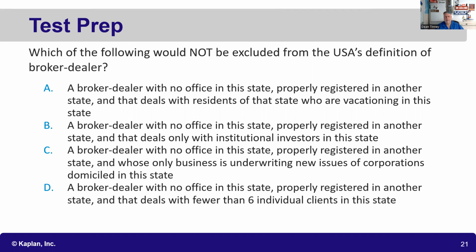So I'm using Nevada. Broker-dealer, no office in Nevada, properly registered in California, and deals with fewer than 6 clients in Nevada. There is no de minimis for a broker-dealer. If a broker-dealer has 1 retail customer in the state, the broker-dealer needs to register. So here you have to be careful whether you're being asked about the broker-dealer or the investment advisor. The de minimis is for a state-covered investment advisor or an investment advisor rep. It is not for a broker-dealer. So the answer to this one is D.